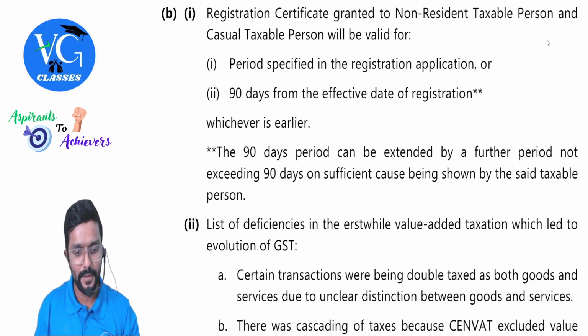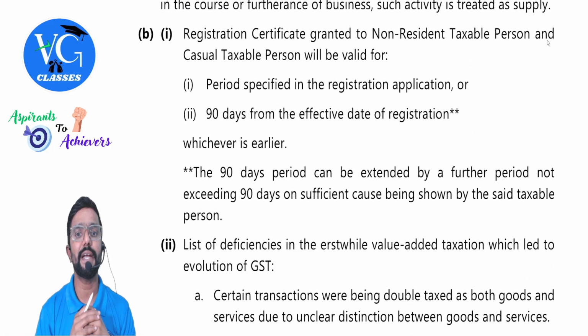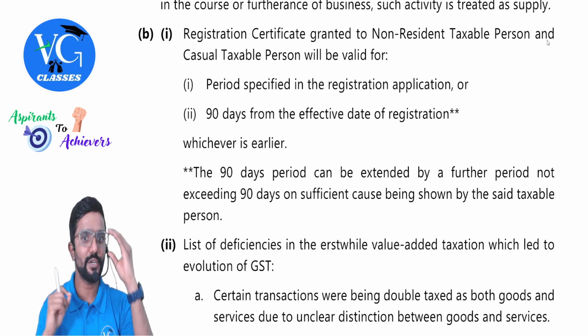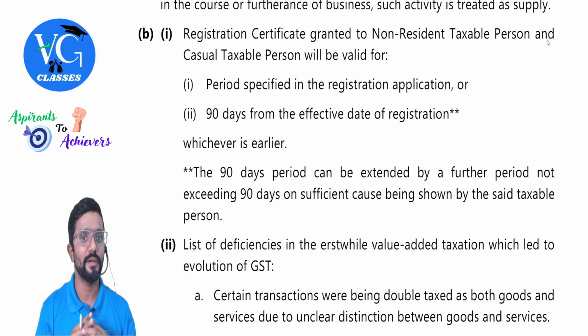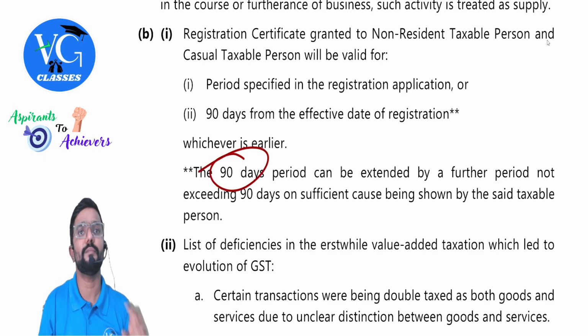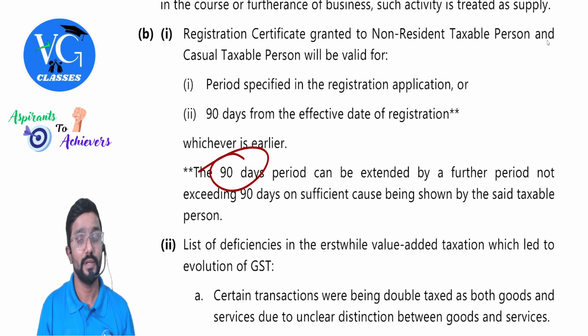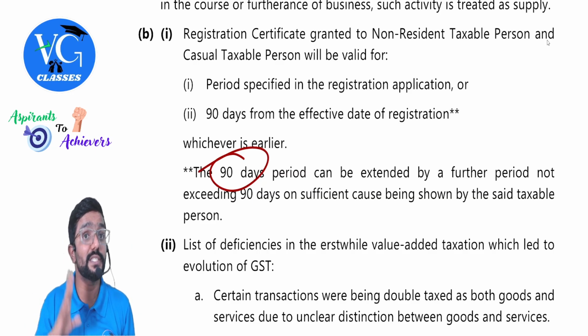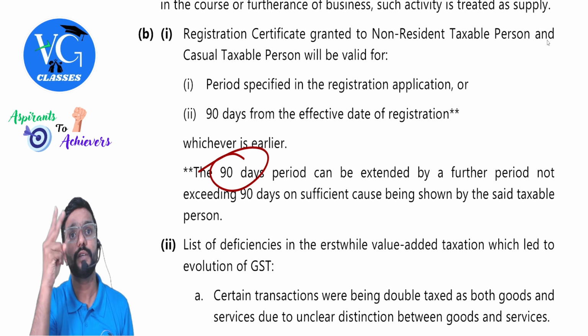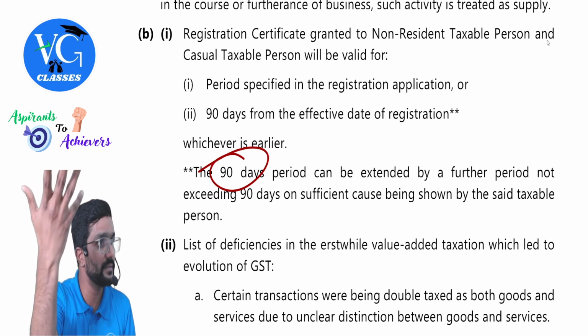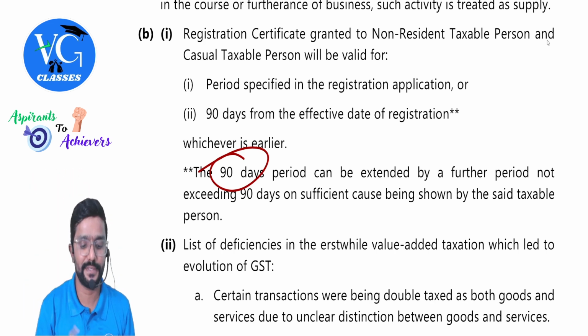Yes, sir. Registration certificate granted to non-resident taxable person and casual taxable person will be valid for the period specified in the registration application if I have asked for fewer days, or maximum 90 days, whichever is earlier or shorter, which can be further extended for maximum another 90 days. Maximum extension is 90 days. Sir, can it be extended for 20 days, 30 days, 40 days and so on? Yes, but it cannot be beyond 90 days.